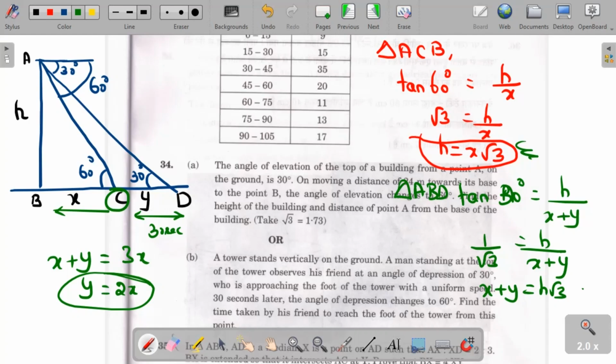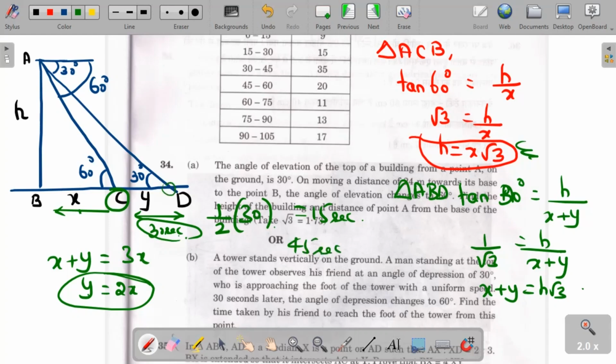Now that they have given in the problem that they travel with a uniform speed, the speed is not going to change, which means if the time taken to travel the distance y is 30 seconds, the time taken to travel distance x will be half the time taken to travel the distance y. So how much did they take to travel the distance CD? 30 seconds. So the time taken to travel the BC will be half of that, which is equal to 15 seconds. So the time taken by his friend to travel from point C to B is 15 seconds, and from point D to B will be 45 seconds.